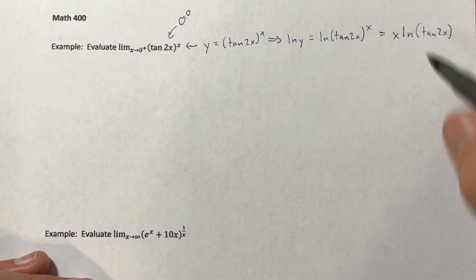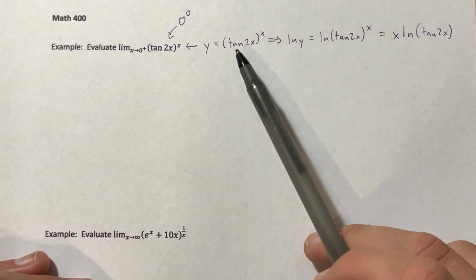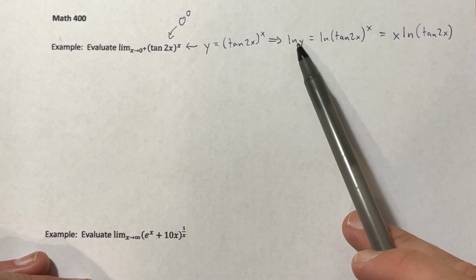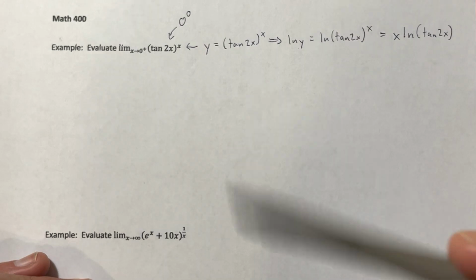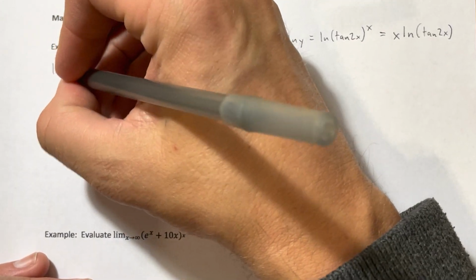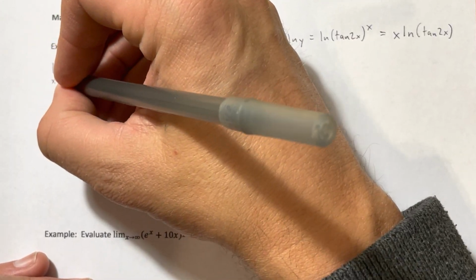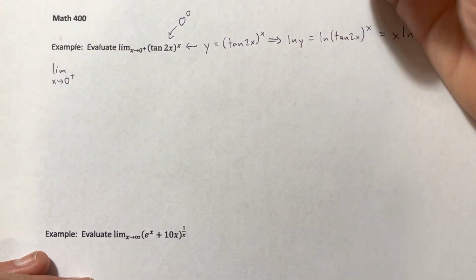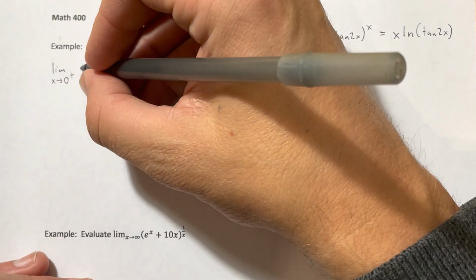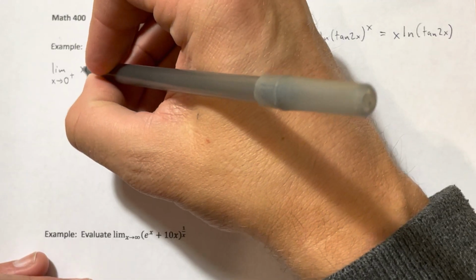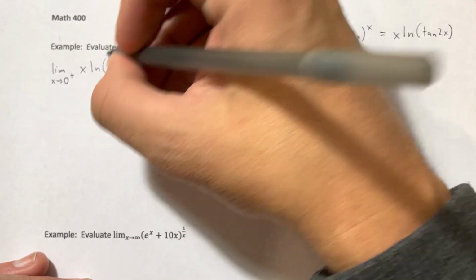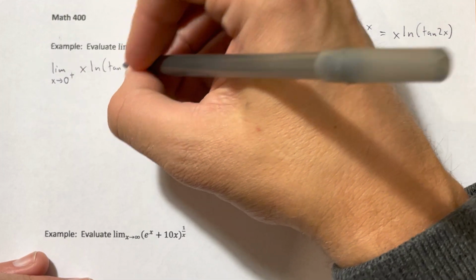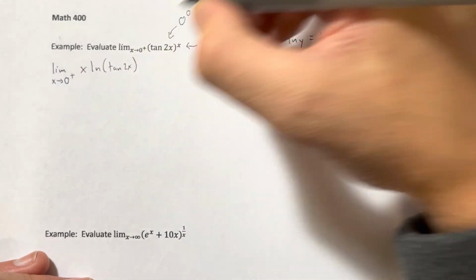Okay, so what I'm going to be doing is taking the limit as x approaches infinity of this. Okay, the limit as x approaches, or not infinity, I'm sorry, 0 from the right, of this expression, x natural log of tangent of 2x.